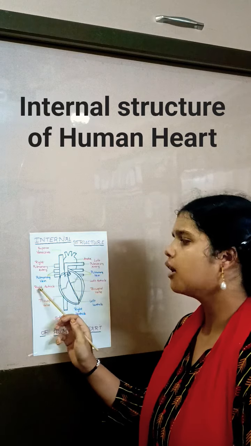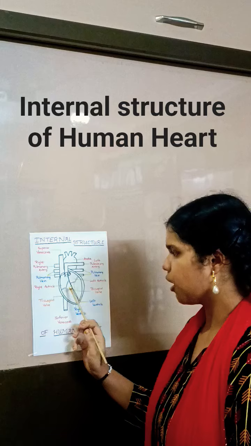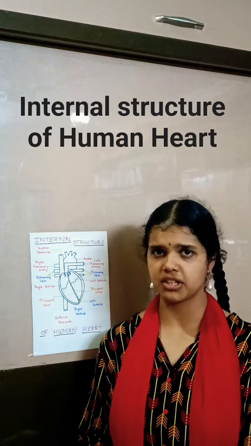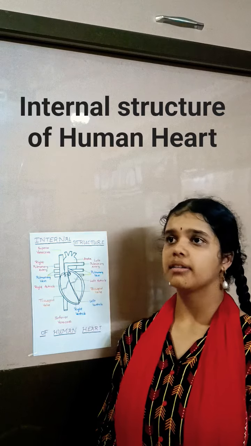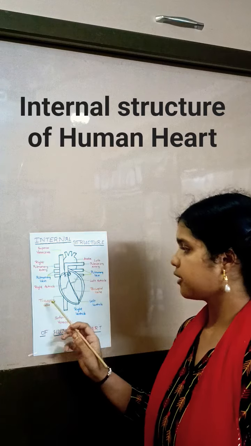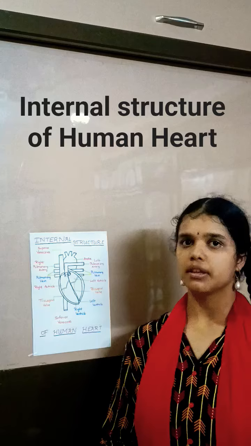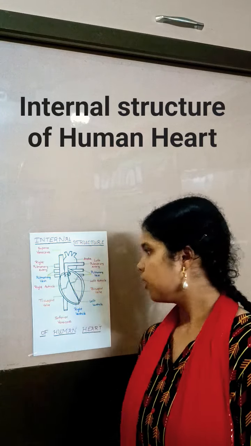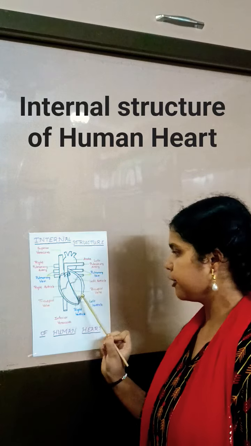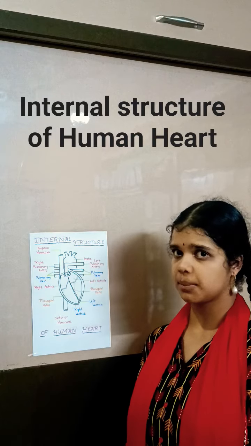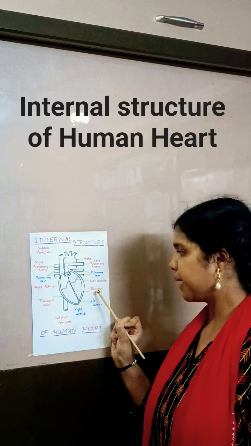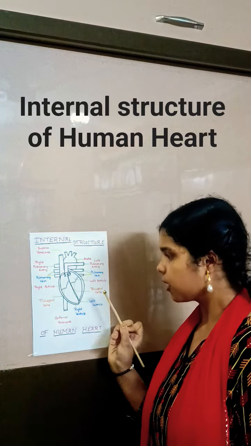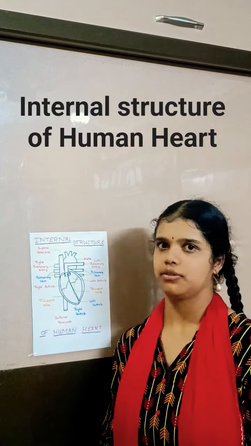Our chambers, the right auricle and ventricle, are separated by a muscular separation called the septa, and this is called the tricuspid valve or the right auriculoventricular valve. The left auricle and ventricle are separated by a muscular separation which is called the bicuspid valve, or left auriculoventricular valve, or the mitral valve.